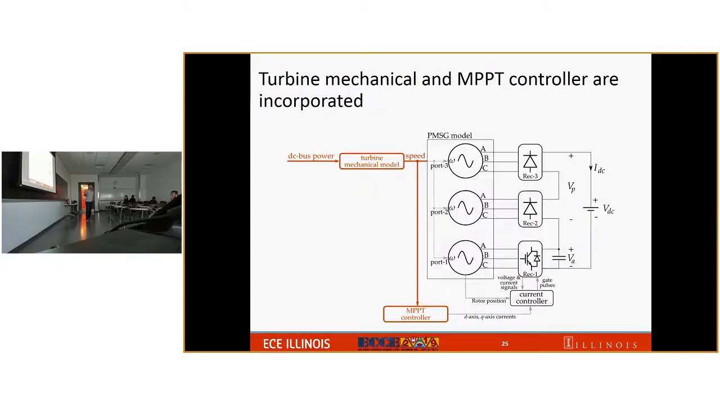And with this, we go ahead and put on the turbine mechanical power and the MPPT controller. The turbine mechanical power block will measure the DC bus power and decide at what speed the turbine rotates. And the MPPT controller will measure the current speed of the motor and determine what D-axis current it needs to regulate the wind turbine to operate at the maximum power point. And this is the result.